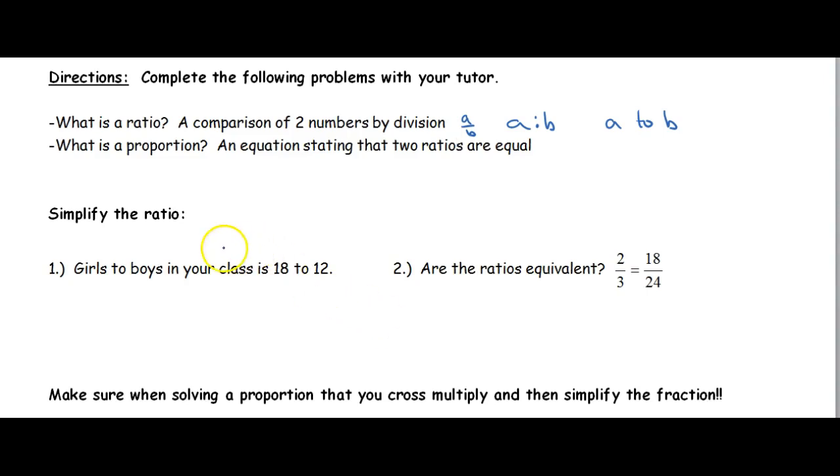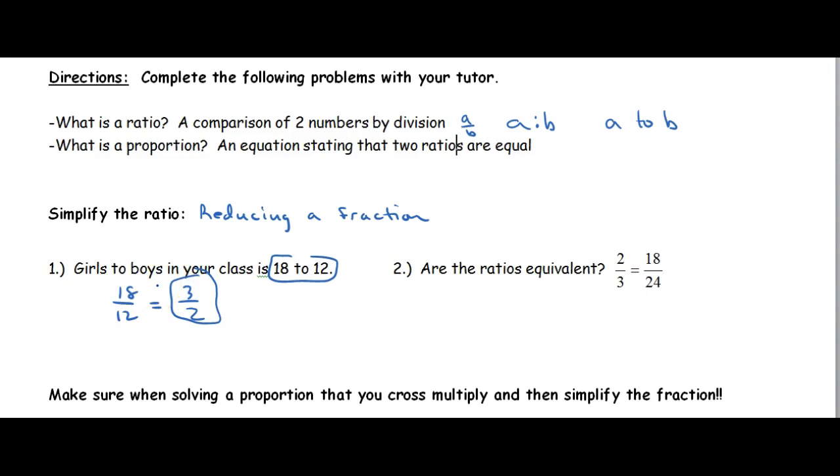When we simplify a ratio, all we're basically doing is reducing a fraction. So if the ratio of girls to boys in your class is 18 to 12, we would write that as a fraction and then simplify it. 18 and 12 can both be divided by 6, so 18 divided by 6 is 3, and 12 divided by 6 is 2. So the ratio of girls to boys in the classroom is 3 to 2.